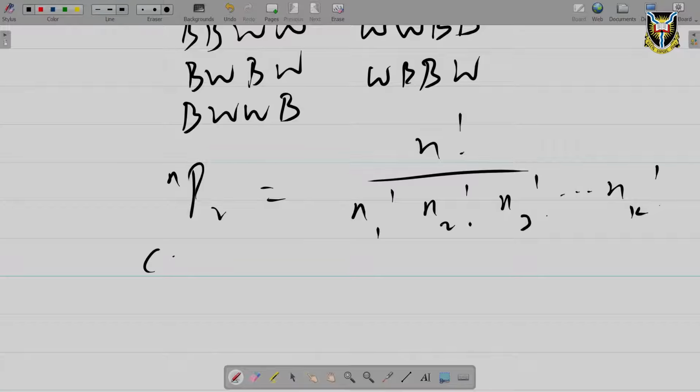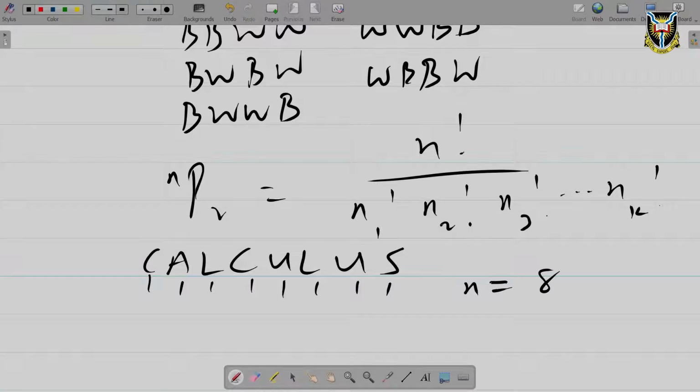Now, let's say, for example, we have calculus. Okay, if I look at calculus here, we have how many letters? This is 1, 2, 3, 4, 5, 6, 7, 8. So our n equals 8. And in this 8, we have n1, which is our C. We have 2 C's, 2. A is 1. We have L to be 2. Then we have U to be 2. Then we have S to be 1. Okay? Of course, we can count 2 plus 2 plus 2, that's 6, plus 1, 1, that's 8, to make the 8.